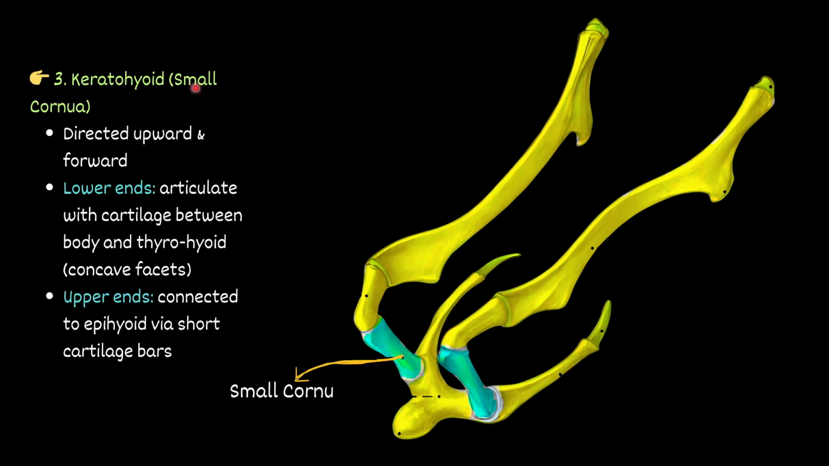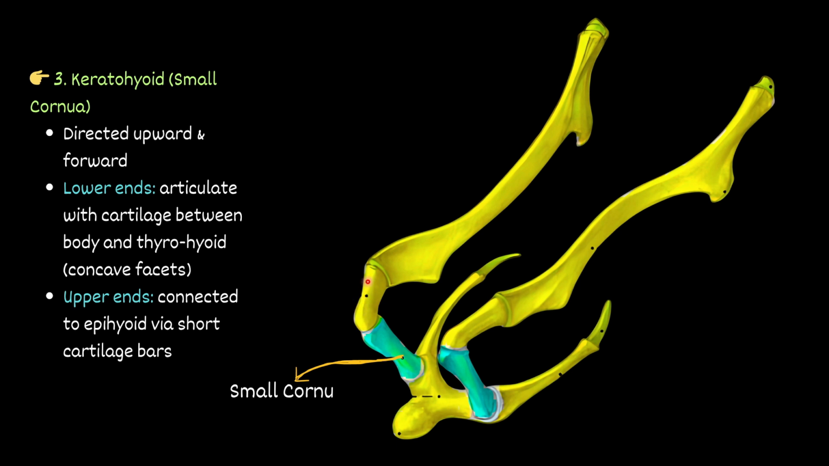Then the keratohyoid, the small cornu. These two are the keratohyoid or small cornu, directed upward and forward. At the lower end, they articulate with the cartilage between the body and the thyrohyoid. Here you will find a piece of cartilage, and with the help of this, it articulates with the small cornu.